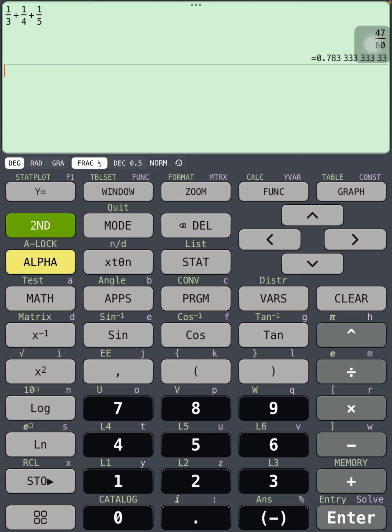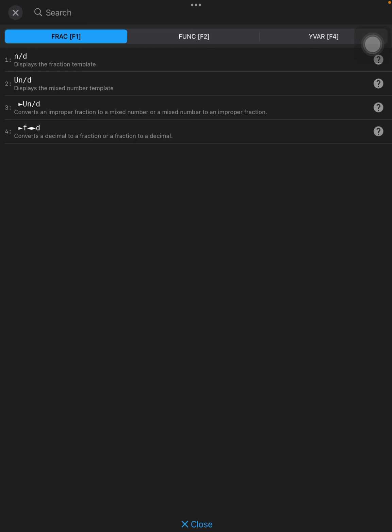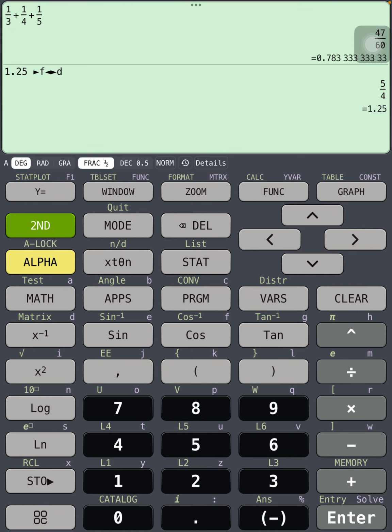And say maybe we got an answer in decimal form, 1.25. Now, of course, I think we know that's 5/4 or 1 1/4, but maybe not. Just want to check. So we've got a decimal there. We've got to go alpha y equals. And down at number 4, you see that little arrow, F to D. That's going to convert a fraction to decimal or a decimal to fraction. And so I'll press enter, and I get 5/4.